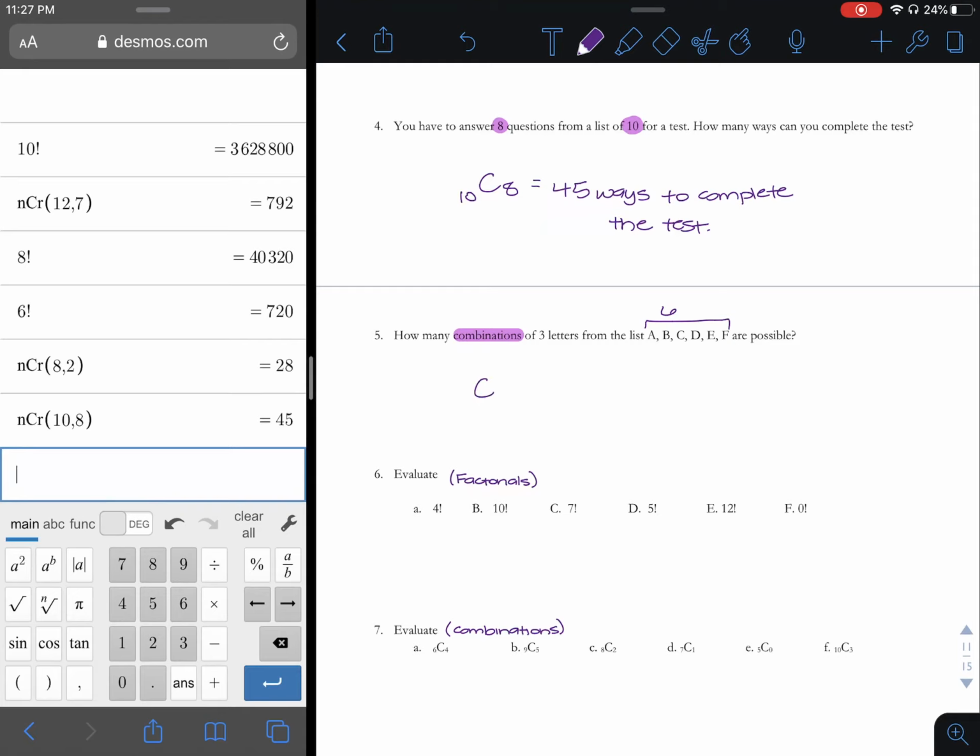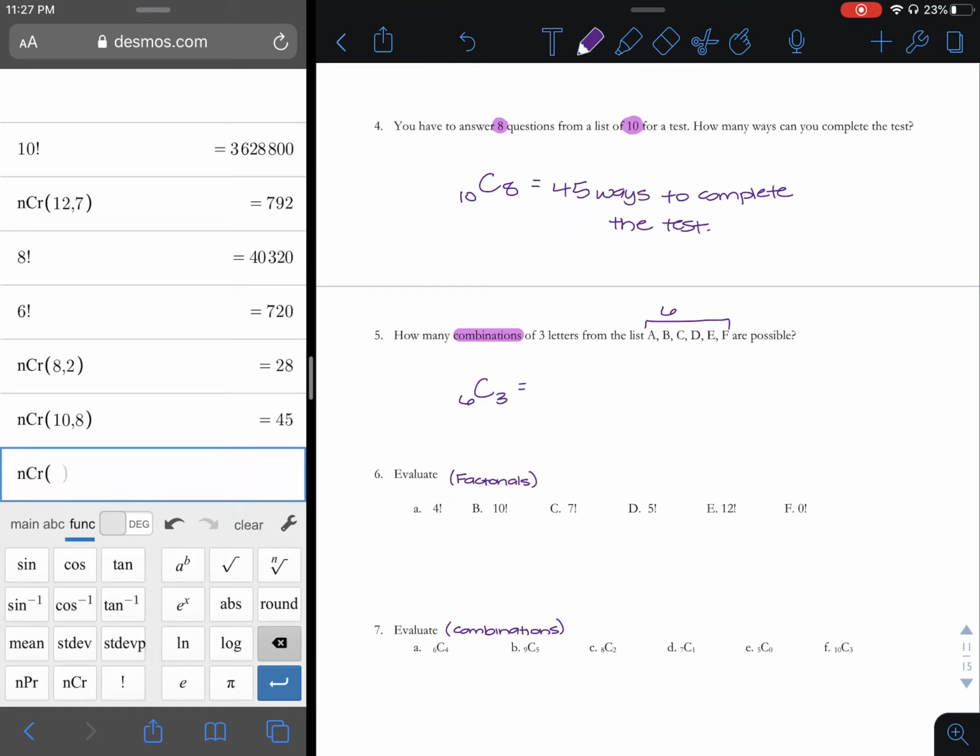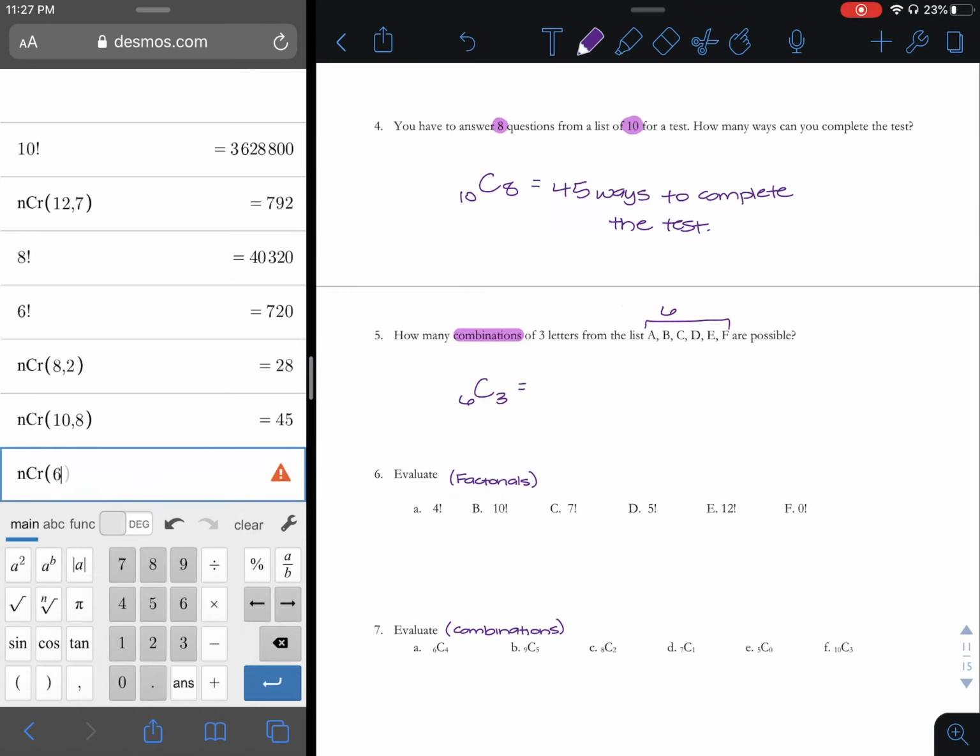So again, I have my choose, so my C. My bigger number is 6, that goes on the left. My smaller is 3. Let's do that on the calculator. Go to my functions, go here again. I have 6, 3, close that off, and I get 20 combinations.